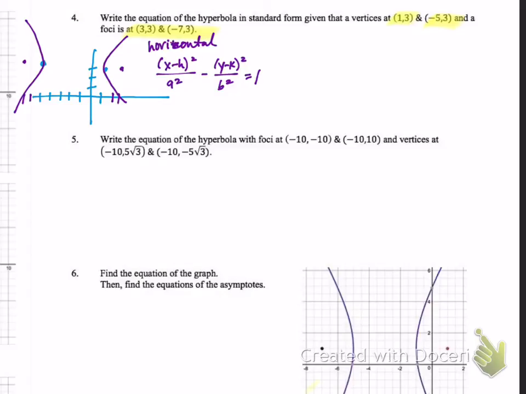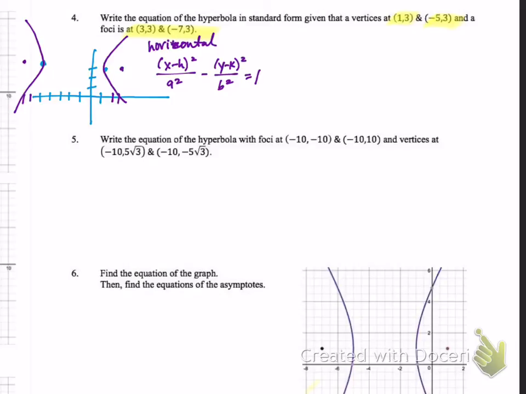So in this case, it's horizontal. That's why I say draw a picture, because it really does help. So I need to find my h, my k, my a, and my b. And the first thing that I need is my center point, the midpoint between my vertices. I can either do the formula or I can just look at it.